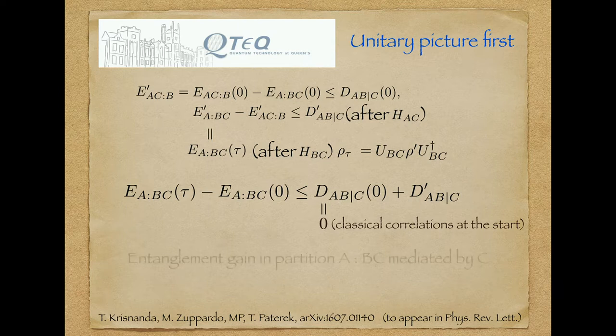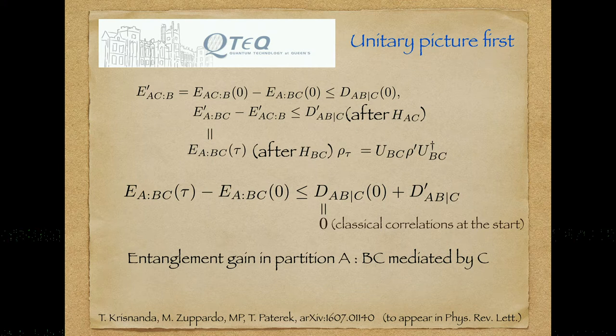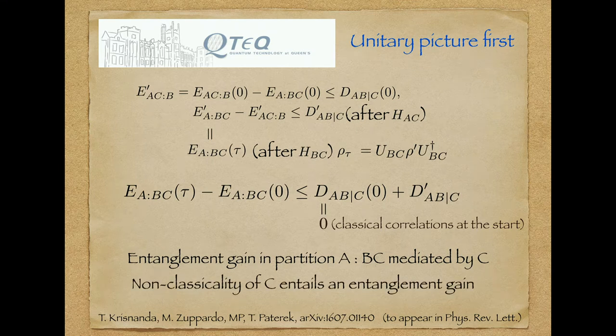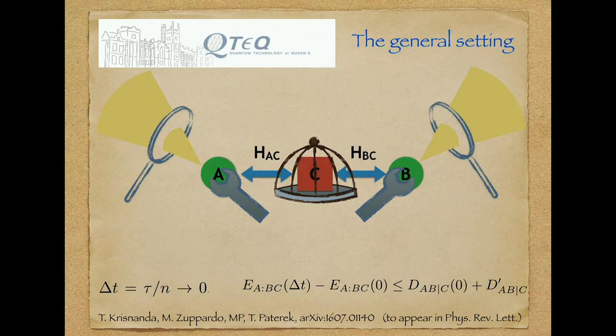So what we have at this stage is the suggestion that entanglement gain in this bipartition is strongly determined by the mediated discord, not the quantum correlations of the discord form mediated by C. And the non-classicality of C, along the lines of what I introduced a couple of slides ago, entails the entanglement gain. Of course, the discord just upper bounds this entanglement gain, so the gain might be zero. I might have discord in this bipartition after the interaction without any entanglement gain. Let's see if we can state something a little bit more precise.